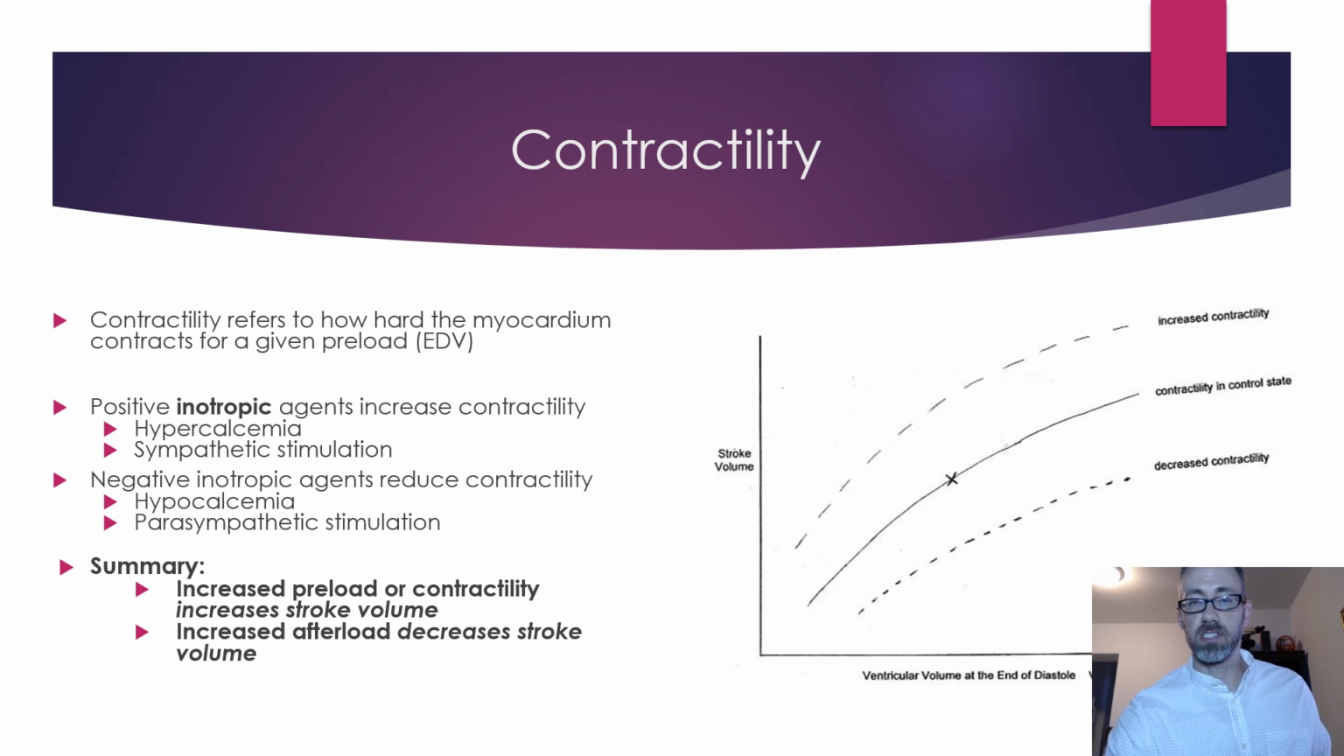And so on this graph, this is actually a graph that you guys will find in your notes. We're looking at stroke volume as a function of end diastolic volume. So here at X is our normal. So you know what? I'm going to move to the next slide and let's draw some examples.